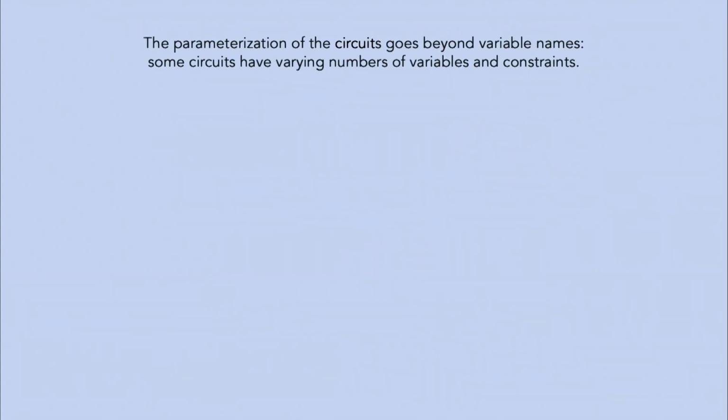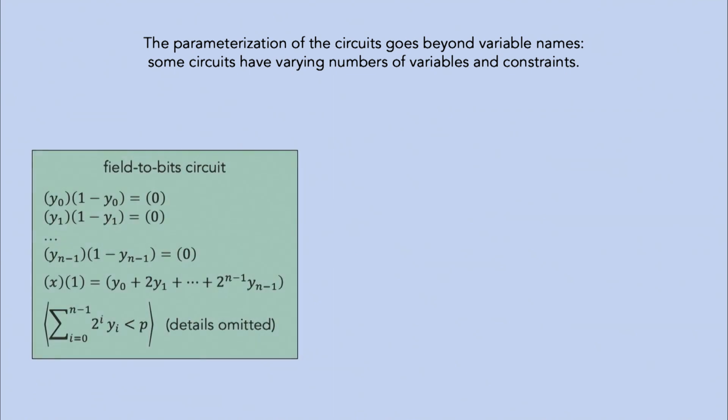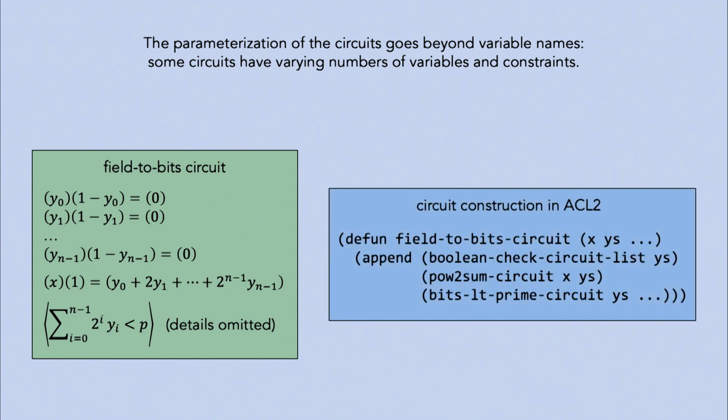It's important to note that the parameterization of the circuits goes beyond the names of the variables. Some circuits have a varying number of variables and constraints. Here's an example. The details are not important, but it's converting a field value x into bits y0, y1, y2, etc. The number of variables and constraints varies. So this is captured by an ACL2 function, which has as parameter a list of variables for the y's, so that also gives the size of the circuit.